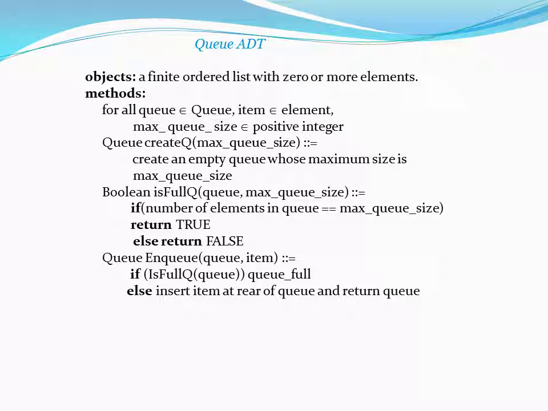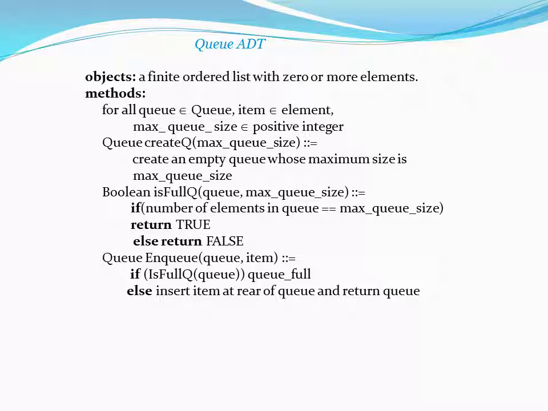Then we need to go for the queue ADT. Here also, to perform the insertion operation and the deletion operation, we need to follow some conditions. That is, the queue will be full or the queue will be empty. When can we say the queue is full? If the number of elements is equal to the maximum size, then we can say the queue is full. In that case it returns true, else it returns false.